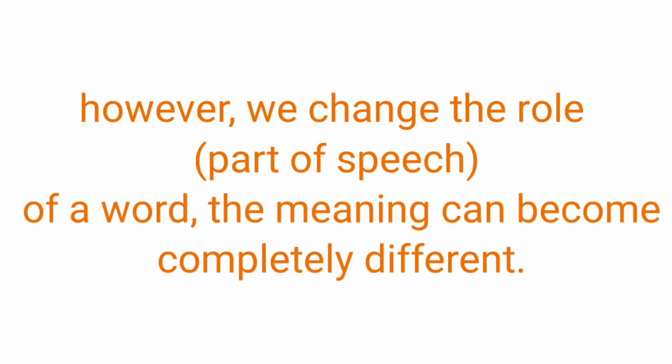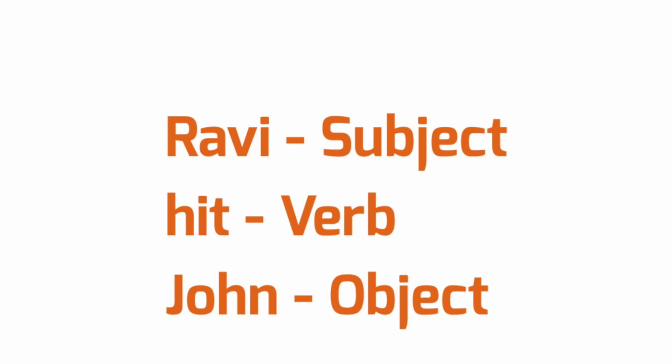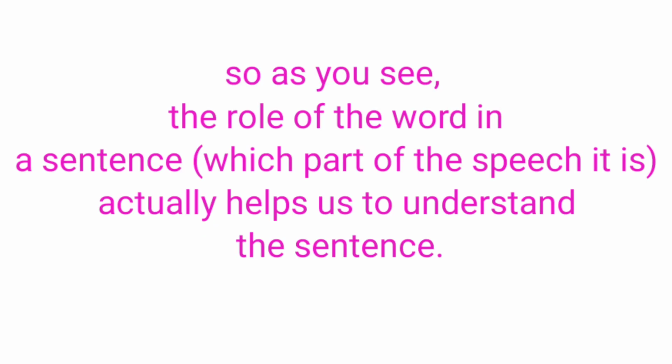However, if we change the role of a word, the meaning can become completely different. Ravi hit John. Ravi is subject. Hit is verb. John is object. So, as you see, the role of the word in a sentence, which part of speech it is, actually helps us to understand the sentence. That's the meaning of learning these parts of speech.